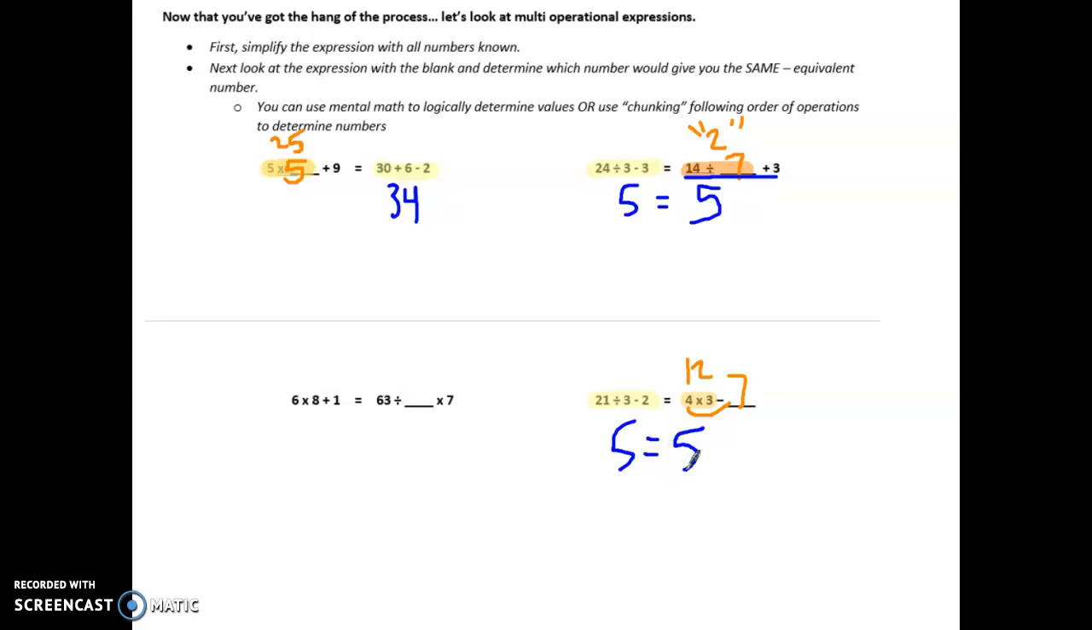So a little bit to think through. And again, how you organize yourself hopefully will help lead you through the problem, but you're always going to simplify the expression with all your numbers first. Then look at the expression with the blank and work your way through. Determine which number is going to give you the same equivalent answer.